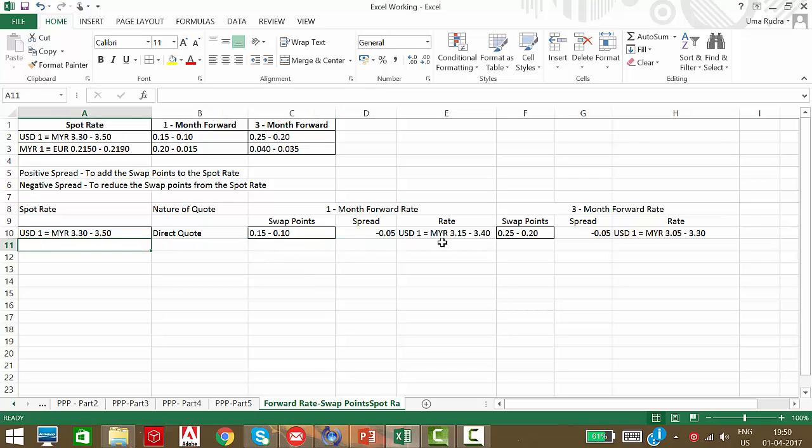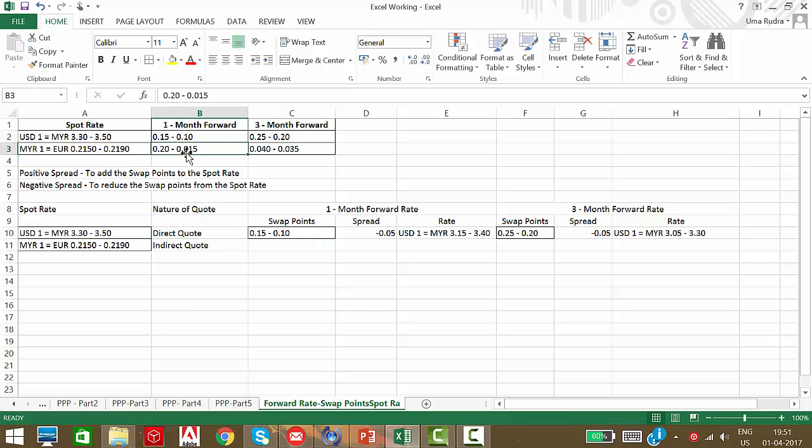Now next is MYR. Let me copy this. MYR equals euro 0.2150 and 0.2190. What quote is it? We are studying the quotes in a Malaysian bank in Malaysia. So Malaysian currency is the domestic currency. Here one unit of domestic currency is expressed in terms of foreign currency, which is euro in this quote. So the nature of the quote here is an indirect quote.